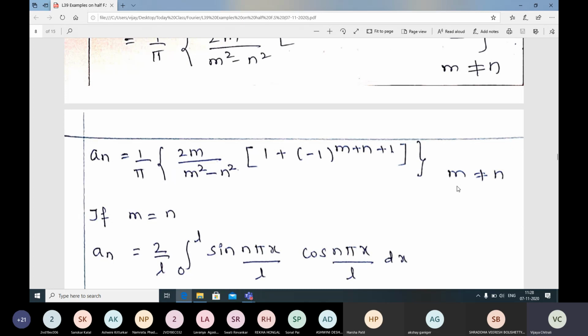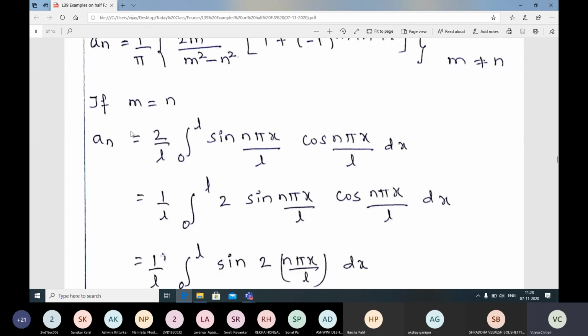Suppose m is equal to n, so what will we get for an? Let us check, because the previous result holds good only for m not equal to n. If m is equal to n, an is equal to 2 by L integration from 0 to L sin n pi x by L, and we are taking m equal to n, so in place of m we get n, times cos n pi x by L dx, right? So observe this sin cos.